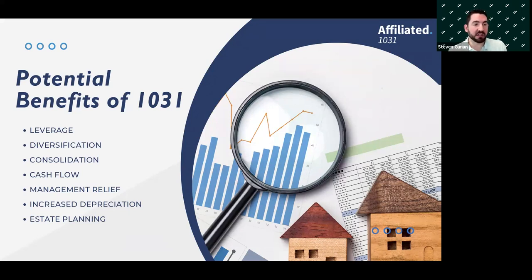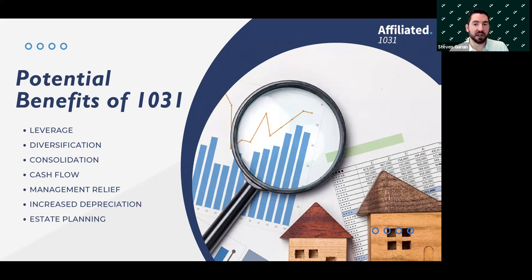You could also consolidate. Let's say you're sick and tired of being a landlord, or you just want to reduce the amount of investment real estate that you have. You could sell 3 pieces of real estate and 1031 into one. So the opposite is true. Typically people sell 1, potentially buy 3. You could sell 3 and buy 1 by consolidating your real estate portfolio.